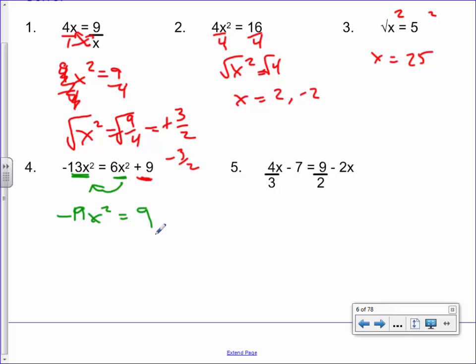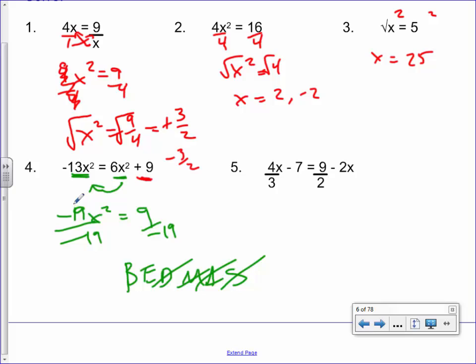We're going to square root, but you have to apply it in the right order. So work BEDMAS backwards. We've taken care of our add and subtract. We now have to deal with the multiply, divide. Divide by minus 19. Last step, we have to take whatever 9 over negative 19 is, and we have to square root it.